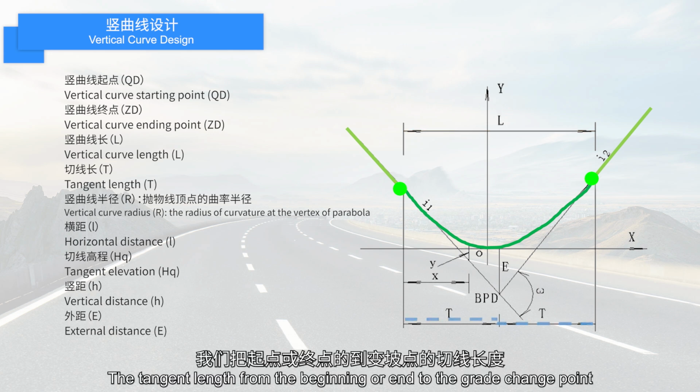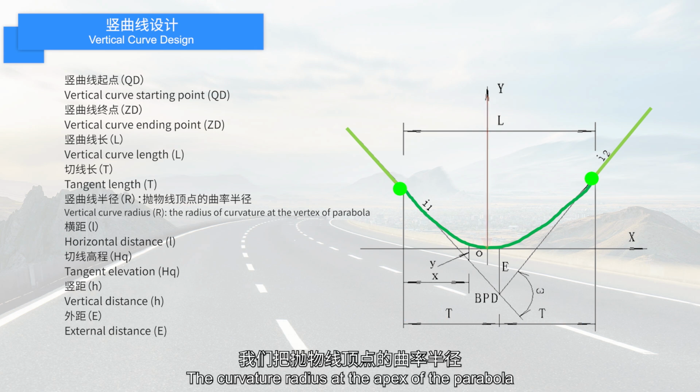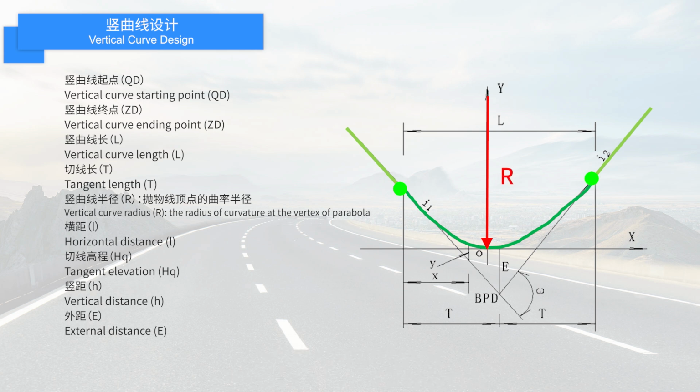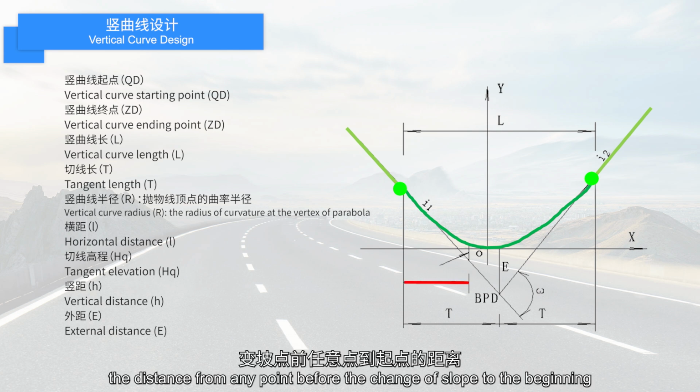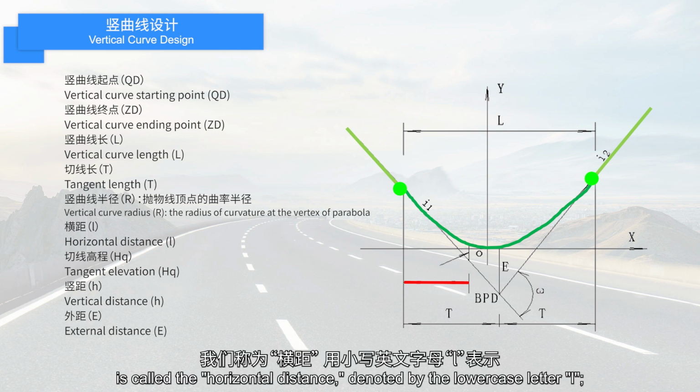The tangent length from the beginning or end to the grade change point is called the tangent length, denoted by the capital letter T. The curvature radius at the apex of the parabola is called the radius of the vertical curve, represented by the capital letter R. Within the vertical curve, the distance from any point before the change of slope to the beginning, or any point after the grade change point to the end, is called the horizontal distance, denoted by the lowercase letter l.